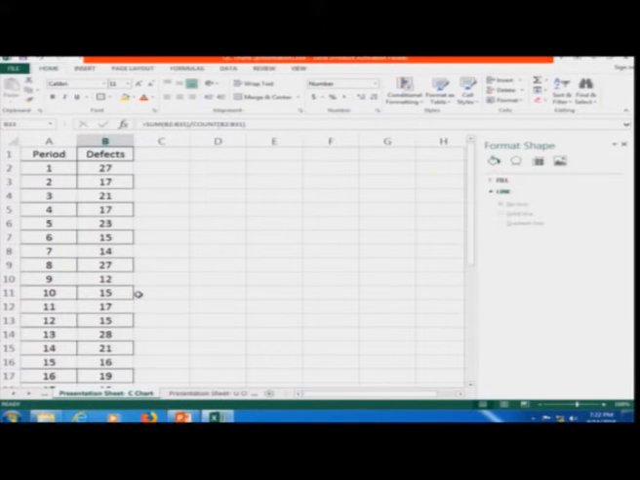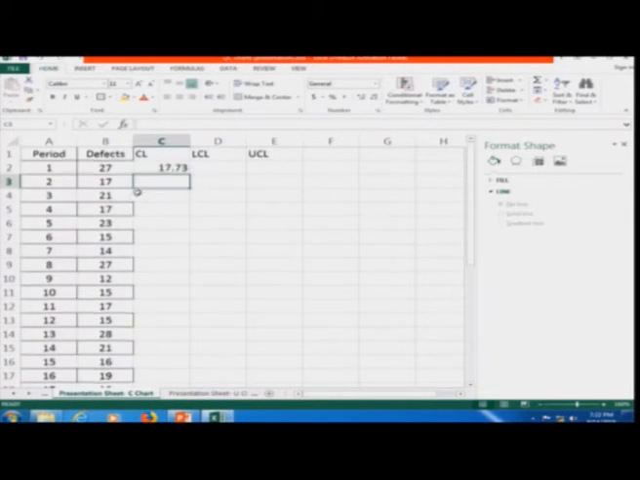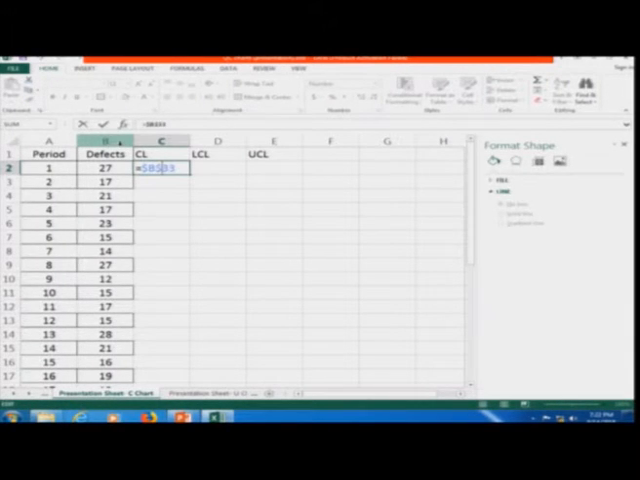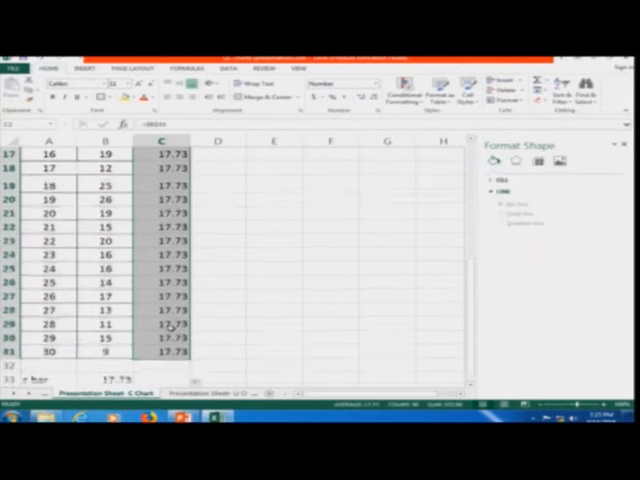So this is C bar. Okay, then I can just put my center line, that is equal to C bar, then lower control limit, then I will put my upper control limit. Okay, center line is equal to C bar, enter. Let me lock it, dollar and dollar.